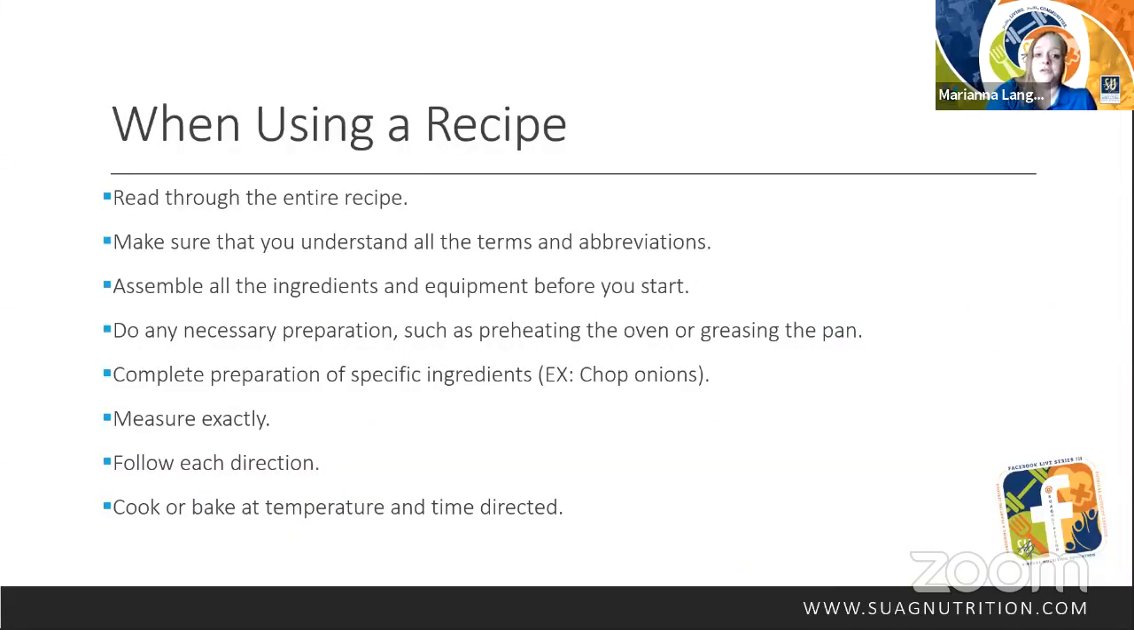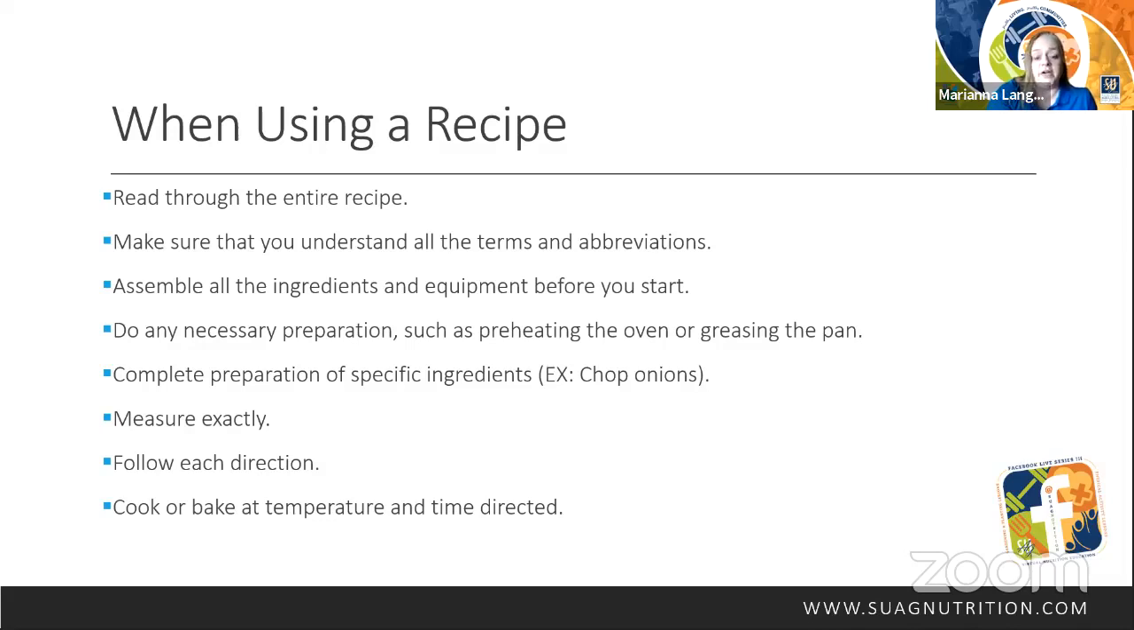Now, when you start to use a recipe, read through the entire recipe before you start to prepare. Make sure you understand all the terms and abbreviations in that recipe. It might be that you see something that asks for, say, 3 and then a small tsp. That would mean that it wanted you to use 3 teaspoons. But if you saw a 3 and a large T or a TBSP, that would mean 3 tablespoons. So make sure you know those abbreviations to help you prepare that recipe.